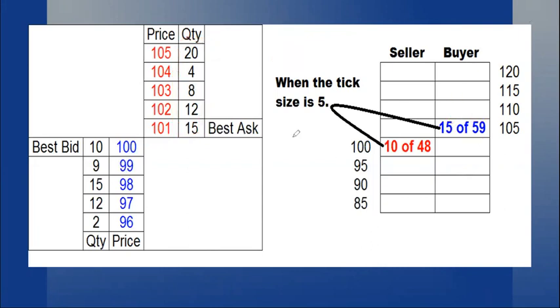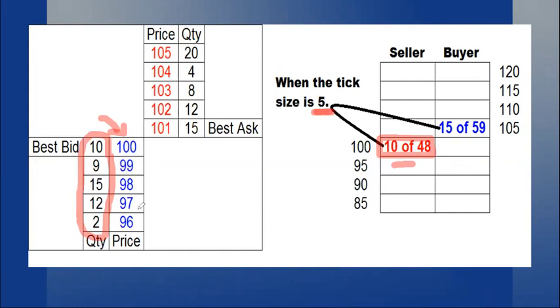Similarly, if an aggressive seller comes, the same aggressive seller who sold 10 shares at this price, he will be shown in this box on an order flow chart. But unless and until the seller absorbs all these pending buy orders, they cannot move down into the 95 cell or 95 level. Why? Because we have set the tick size as 5.